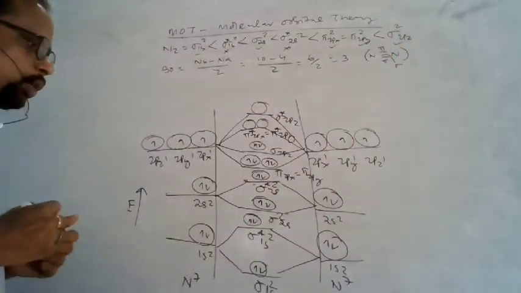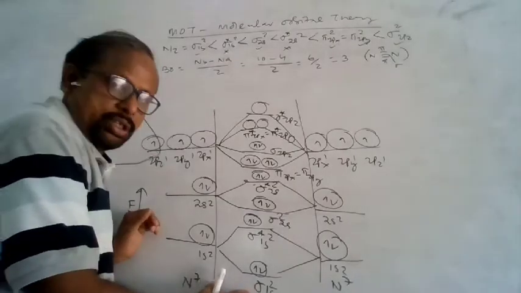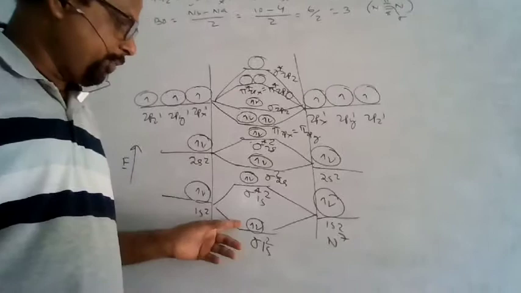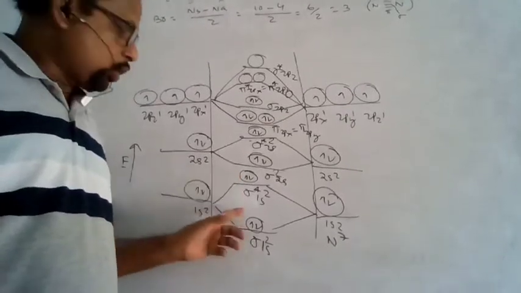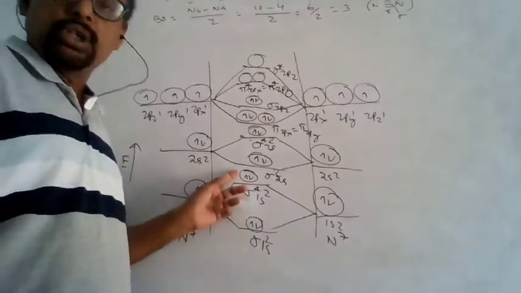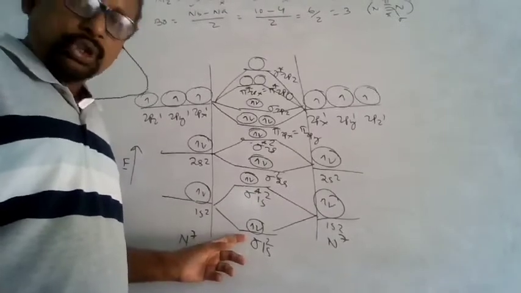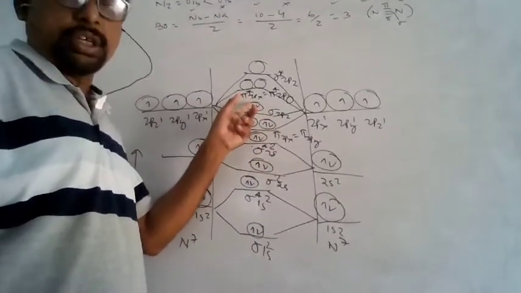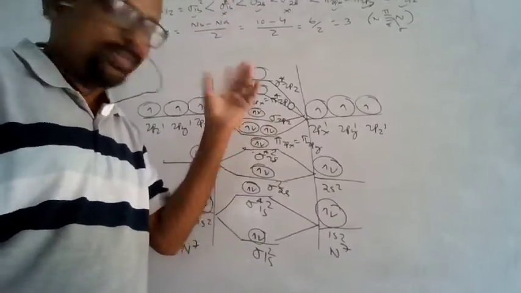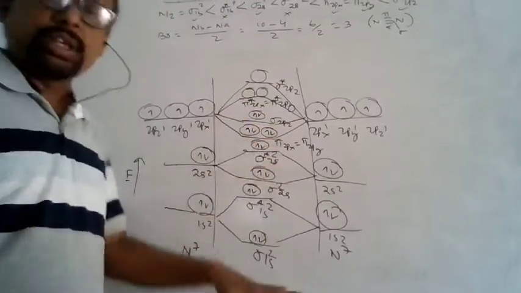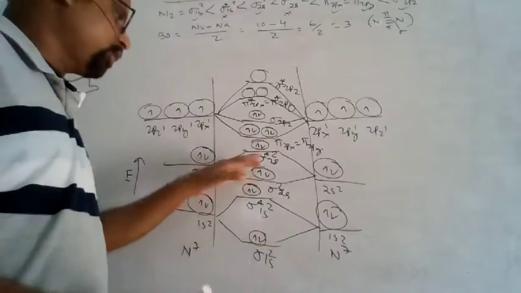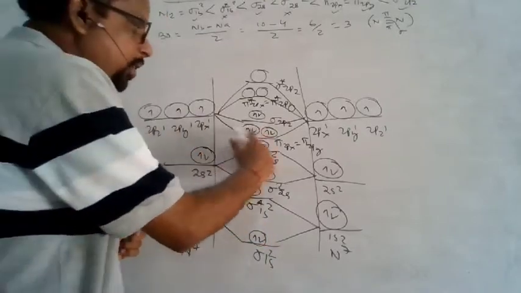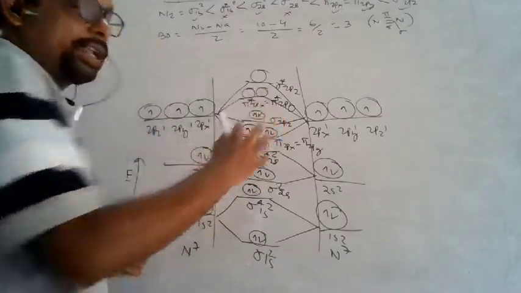Let me remove this, it is not part of it. So this is the molecular orbital electronic configuration. If it is asked in the examination, you can write like this. This is the electronic configuration of nitrogen, but what I wrote previously was the electronic configuration of the nitrogen atom. Now you see, these are the bonding electrons, and these are the antibonding electrons.